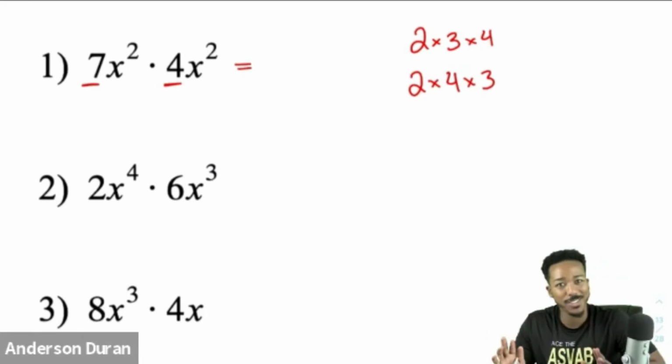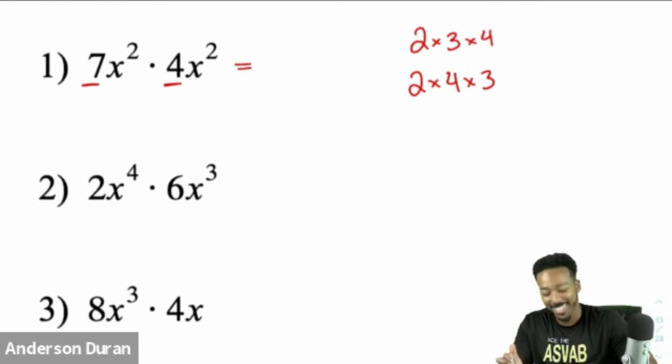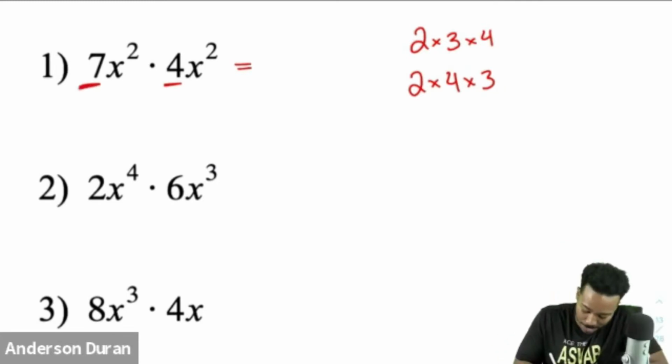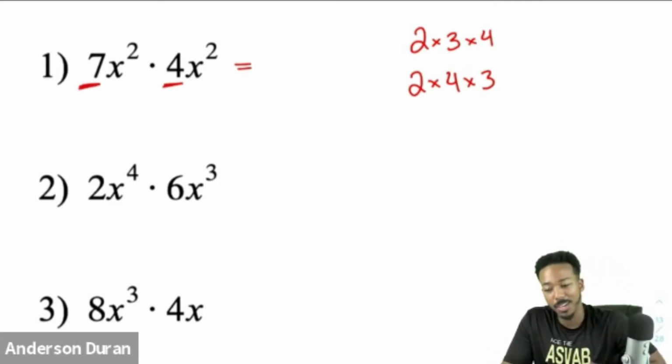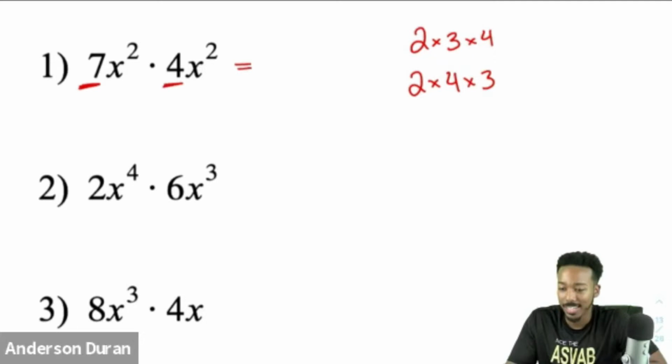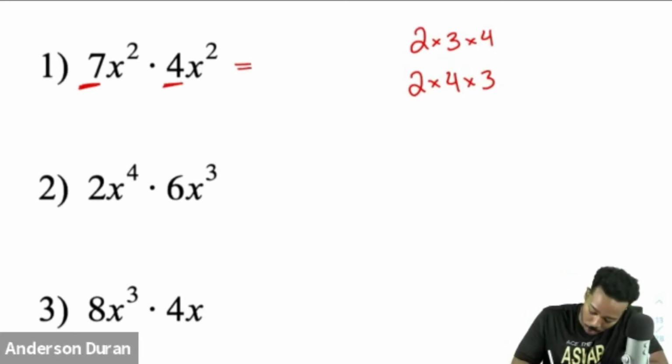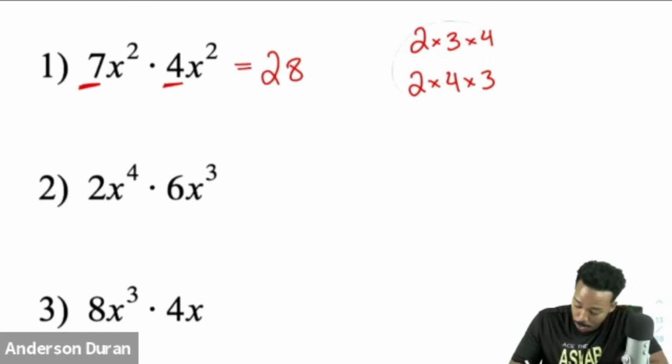You can change the order up. You're fine. You're good. And so you can just take 7 and 4. Everybody, 7 times 4 is what? That's right. Exactly. 28. And so that's going to give us 28 with the number here, the coefficient is the proper term to use.